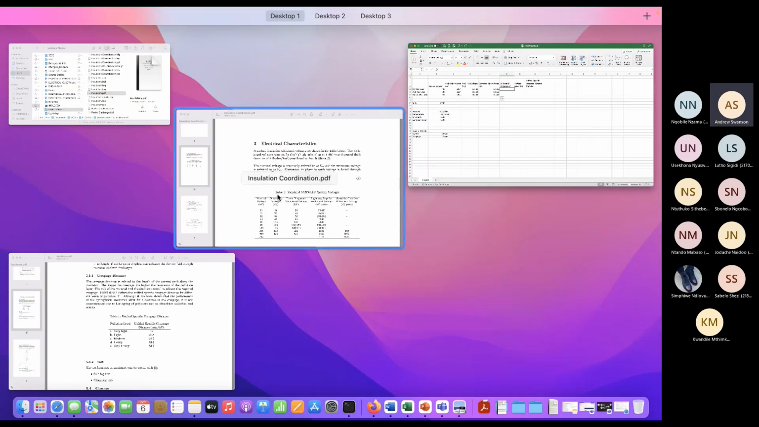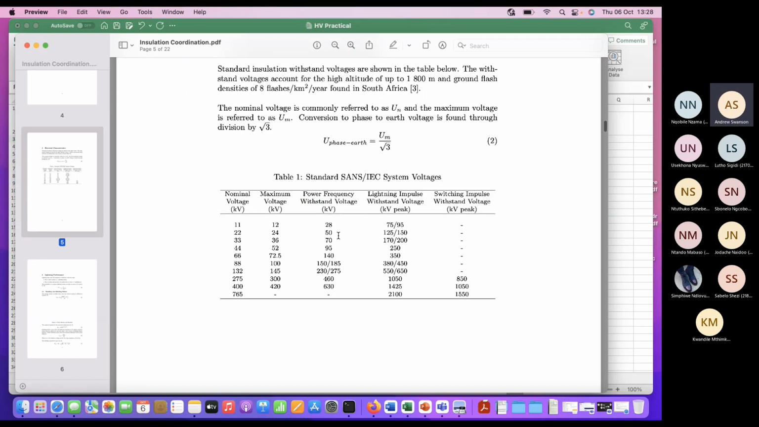Right. So our first step, let's go back to this table, which I asked you to look at. You've got your nominal voltage. So that's a line voltage, a line-to-line voltage, a phase-to-phase voltage, whichever you like to call it. Our maximum voltage is just a little bit above it. It just means the maximum voltage for the line. Your power frequency withstand voltage is your voltage from phase to earth. So you can see there, for the 22 kV system, we've got a withstand voltage of 50.